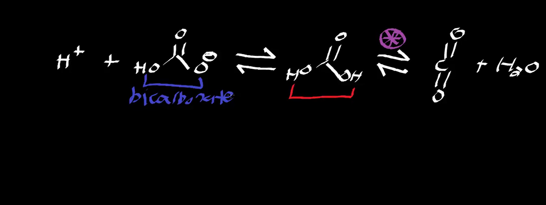So effectively what this enzyme carbonic anhydrase is doing is it's interconverting CO2 and water with protons and bicarbonate. It's just that the initial product that's released is carbonic acid, but it rapidly falls apart. Okay, so let's think about respiration.